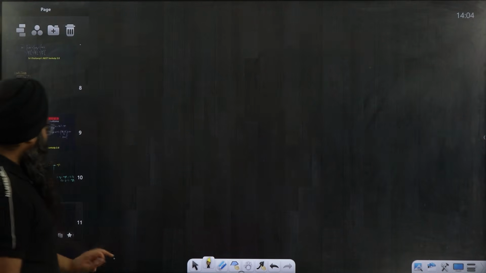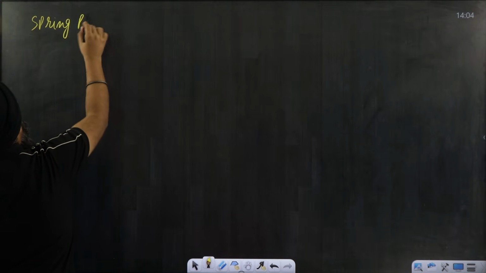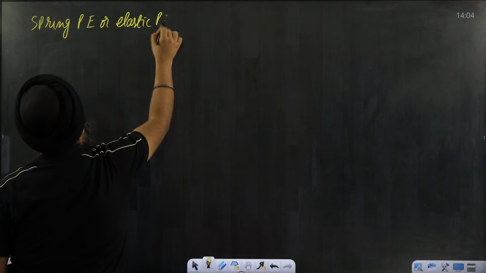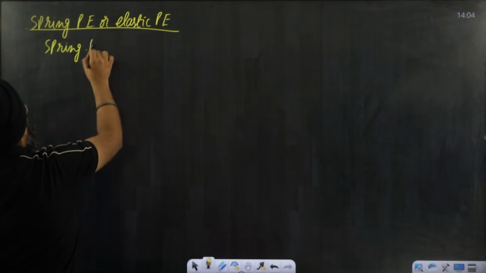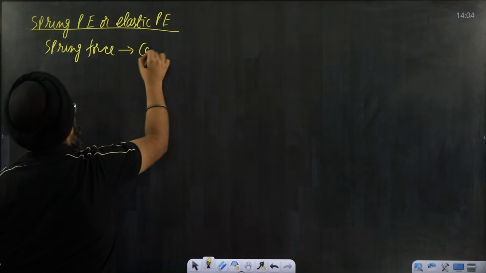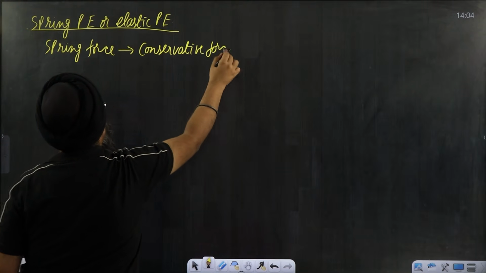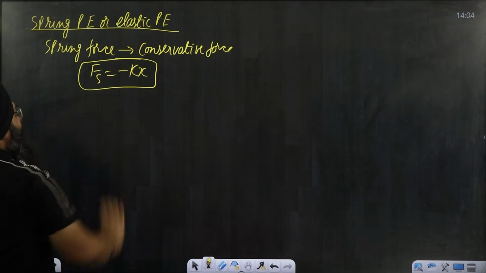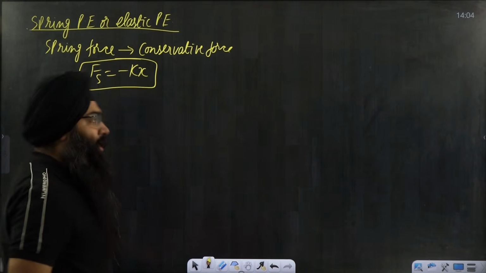In context of this, there is one more energy which is called spring potential energy, or sometimes it is also called elastic potential energy. Whenever we are discussing spring potential energy, spring force is also basically a conservative force. Now when spring force is a conservative force, it can be written as minus of kx, where x is basically the elongation from the natural length. K is called the spring constant. We already know all these things.